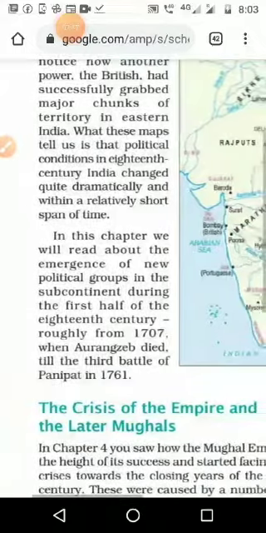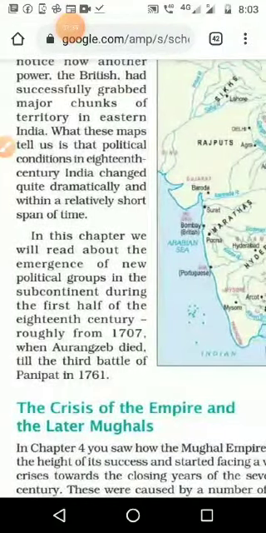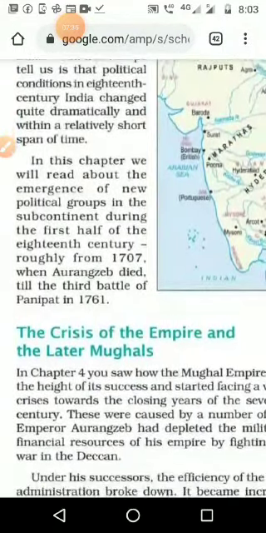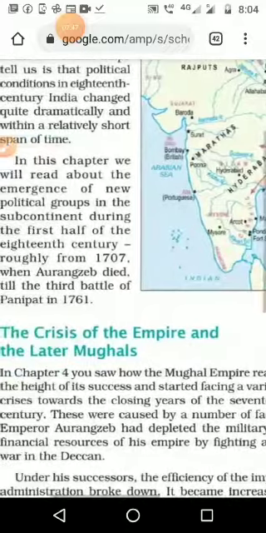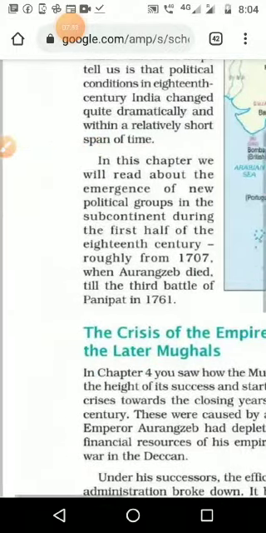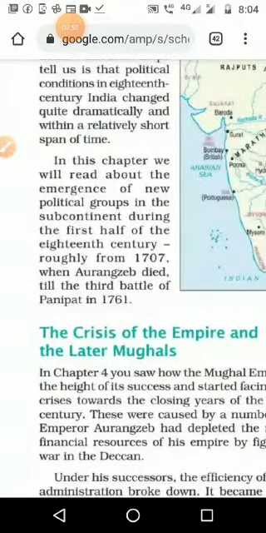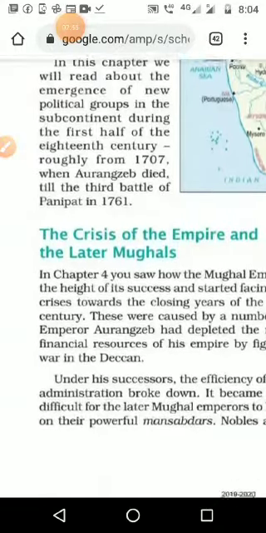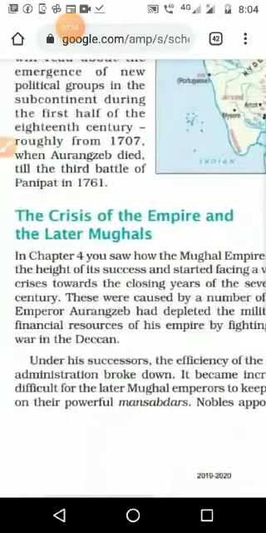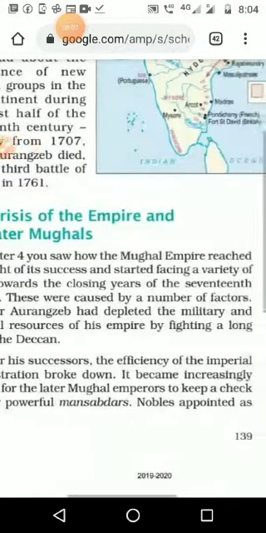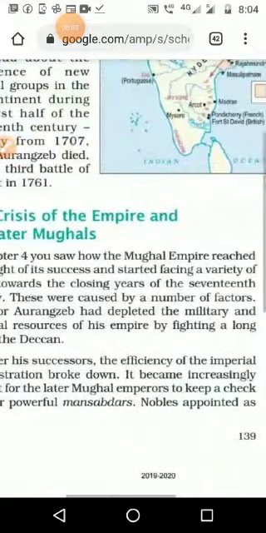In this chapter, we will read about the emergence of new political groups in the subcontinent during the first half of the century, roughly from 1707 with Aurangzeb's death till the third battle of Panipat in 1761. What happened in those roughly 50 years in India, that we are going to see. First topic is the crisis of the empire and the later Mughals. Okay, we will continue in the next video.